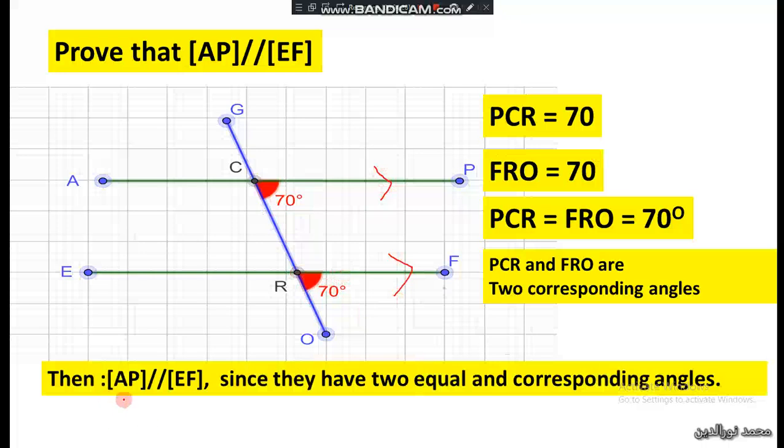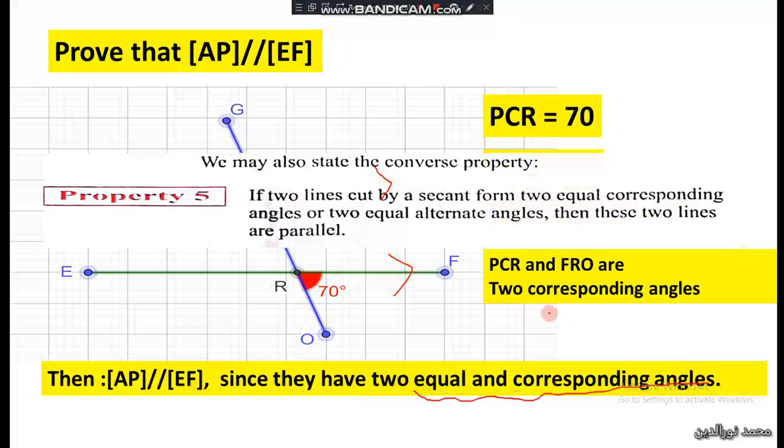So AP is parallel to EF since they have two equal and corresponding angles, and the property is from our textbook: if two lines cut by a secant form two equal and corresponding angles, then these two lines are parallel.